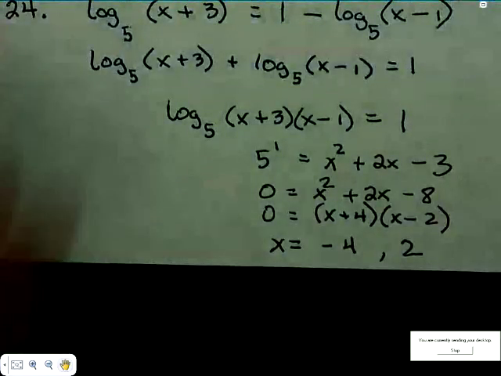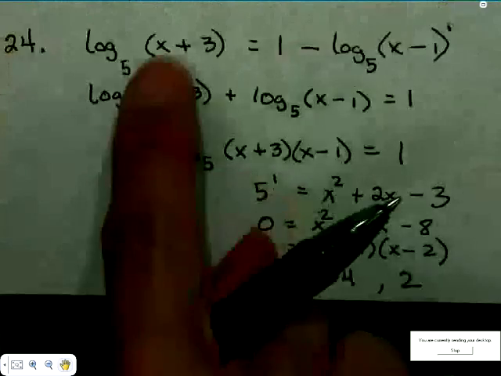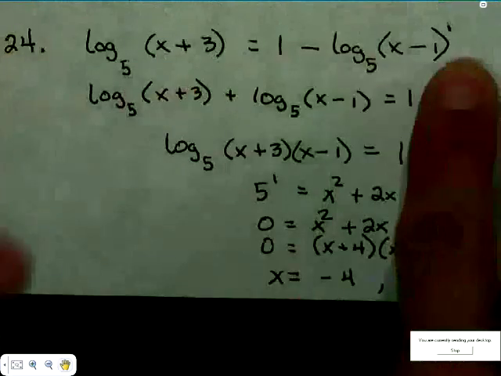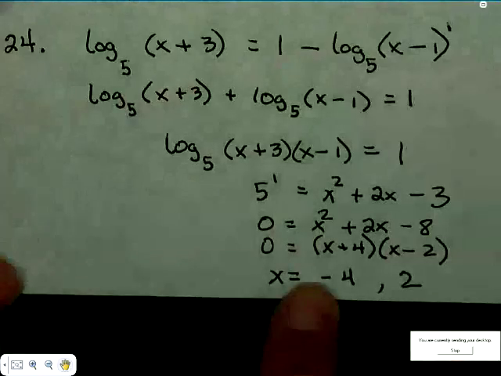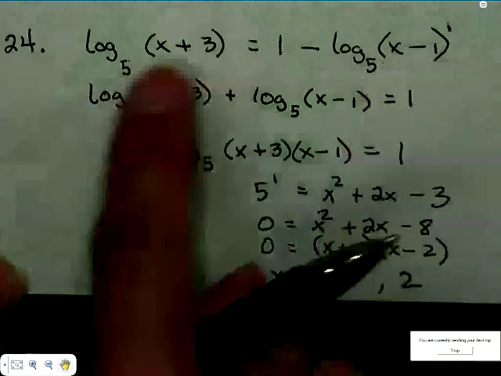Can I use the +2? Yep. 2 plus 3 is positive. 2 minus 1 is positive. That's fine. How about the -4? Can't use it. It actually blows up both of those logarithms.